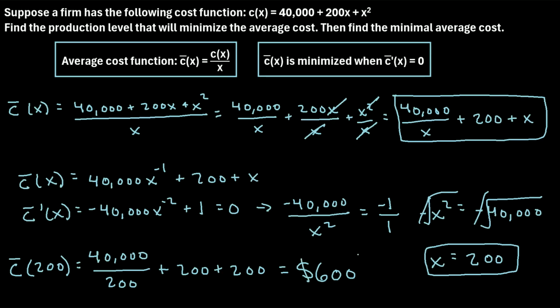And we'll say dollars. So the production level that minimizes the average cost is 200 units. And when we produce 200 units, our average cost is $600. And this turns out to be the minimal average cost.